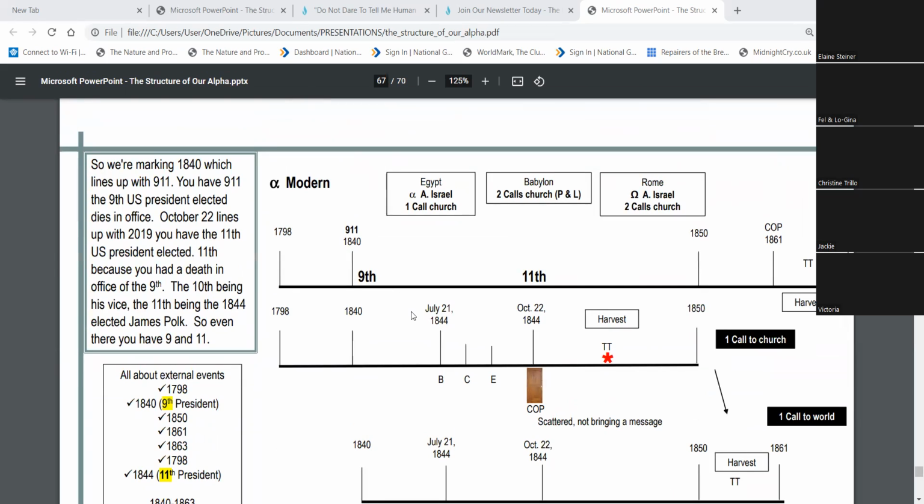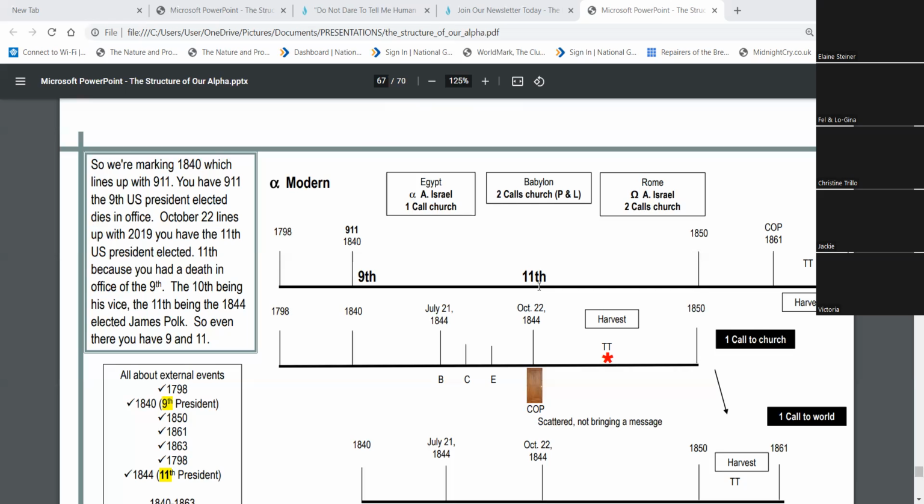So we're marking 1840, which lines up with 9/11. You have 9/11, the 9th US president elected dies in office. October 22nd lines up with 2019. You have the 11th US president elected. 11th because you had a death in the office of the 9th, the 10th being his vice. The 11th being the 1844 elected James Polk. So even there, you have 9 and 11.